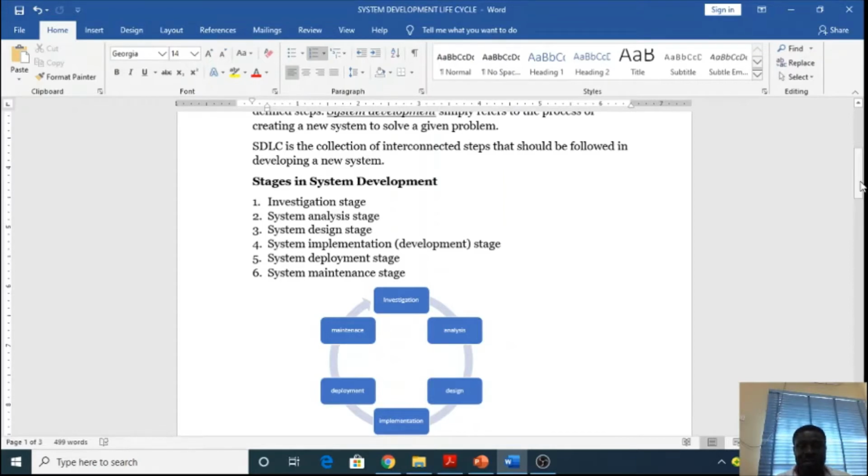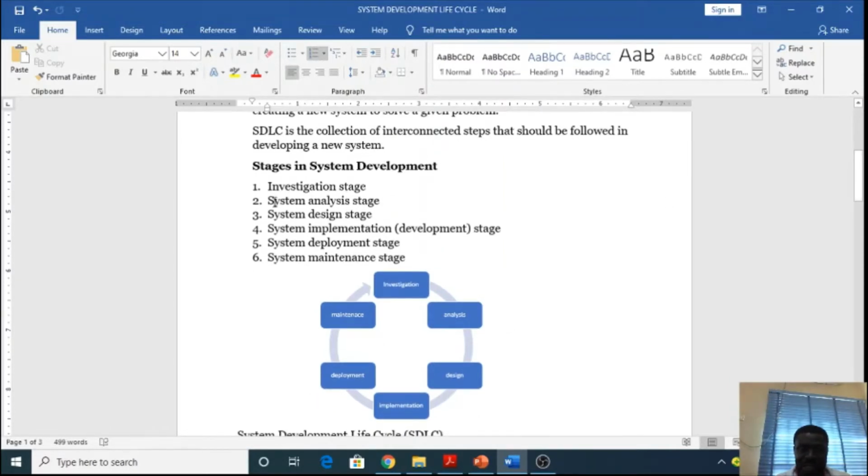Now, these are the stages involved in system development. I must say that these steps are not cast in stone. They could be tweaked a little bit to suit the kind of system you're designing. But this is just a guide that should be followed, and then it will be easy for anyone to design any system. So you know exactly what stage you are at, and you know how to plan yourself and know your milestones.